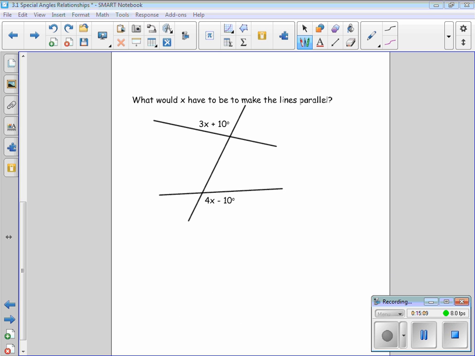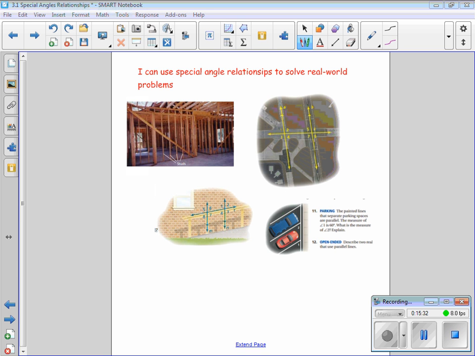All right, here's another one. What would x have to be to make the lines parallel? So we have, this is a special pair, right? These are alternate exterior angles, and through the properties that we stated earlier, these two need to be equal to each other for the lines to be parallel. So I'd simply solve that equation and then find out what x would have to be and plug it in, find out what the angles are to show that they're now parallel.